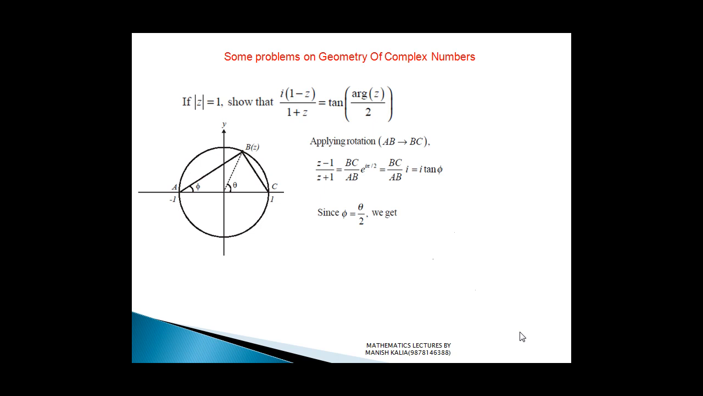But phi is equal to theta by 2, where theta is actually the argument of the complex number z. This angle theta is twice the angle phi because it is the angle subtended by the arc BC at the center, which will be double the angle subtended by the same arc on the other segment of the circle. So hence tan of theta by 2 is equal to iota into 1 minus z upon 1 plus z.